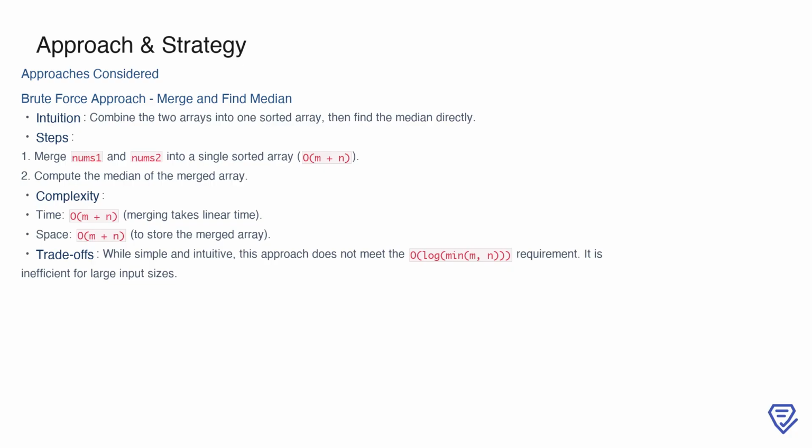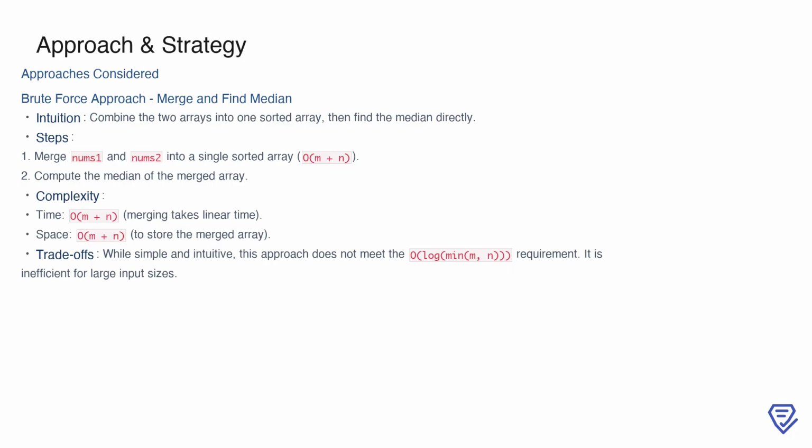To tackle the problem of finding the median of two sorted arrays, we first consider the brute force approach. The intuition here is simple: merge the two arrays into one sorted array and then directly calculate the median. This can be achieved in two straightforward steps. First, merge nums1 and nums2 into a single sorted array, which takes linear time, O(m + n). Then, determine the median of this merged array by accessing the middle element or averaging the two middle elements, depending on whether the total length is odd or even.